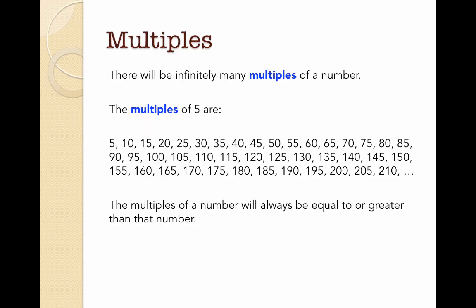The multiples of a number will always be equal to or greater than that number. That means if you look at the multiples of 5, we start at 5 and we get bigger. There are no multiples that are going to be any smaller, for example 4, 3, 2, 1, or 0.